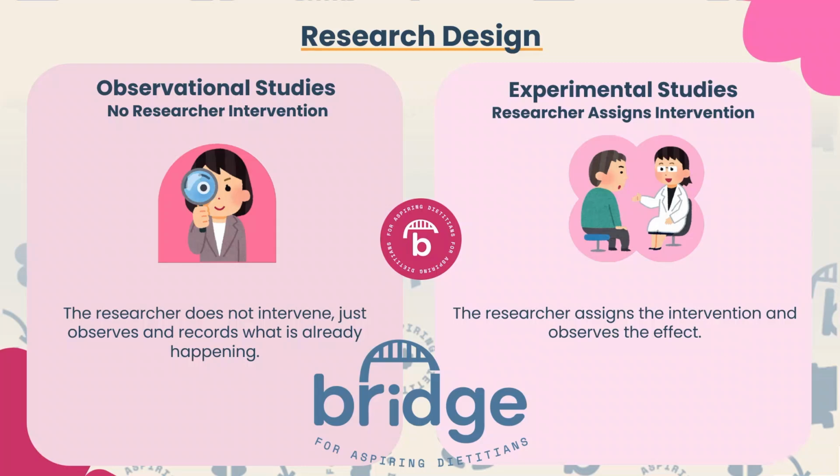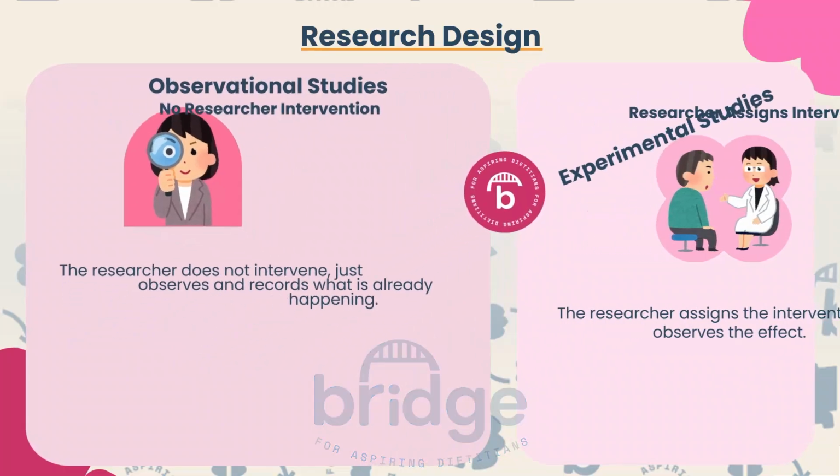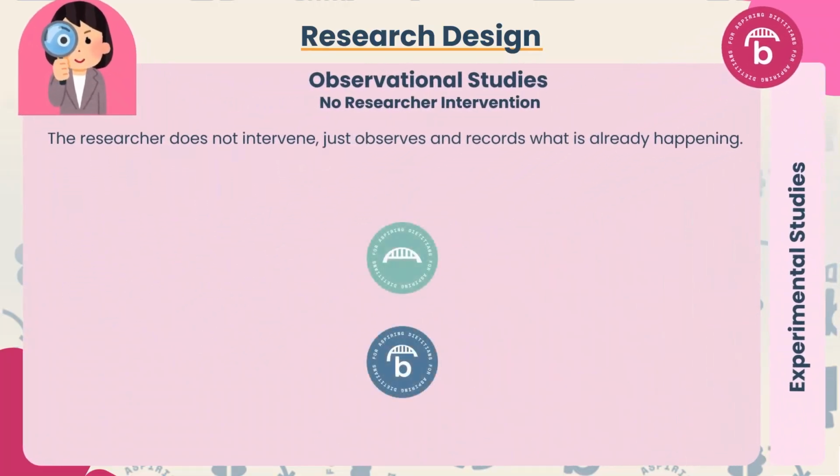These are often easier to run, less expensive, and sometimes the only ethical option. But remember, they have real limitations when it comes to proving cause and effect. So if the researcher doesn't intervene, the study is observational in nature. These studies don't assign diets or medications. They simply observe what is already happening and record the data.